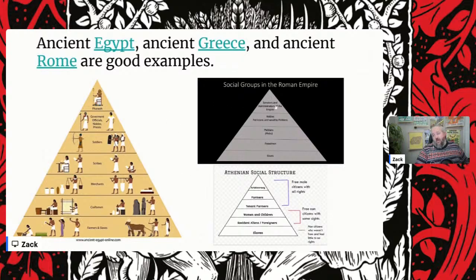And you'll notice that at the top of the pyramid, there's much less room. So in the case of Egypt, there's only one pharaoh. I guess there was a time when there was two pharaohs, but eventually the northern and southern kingdoms were united under one pharaoh. Beneath them, government officials, nobles, priests, basically their aristocracy. The soldiers, the scribes, merchants beneath that, craftsmen, and at the bottom, farmers and slaves.